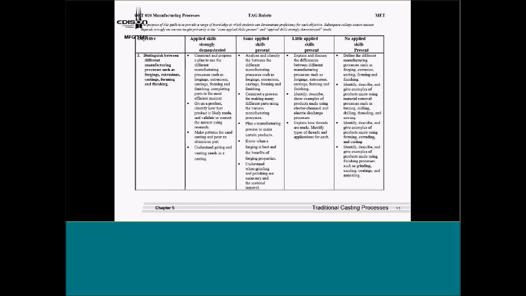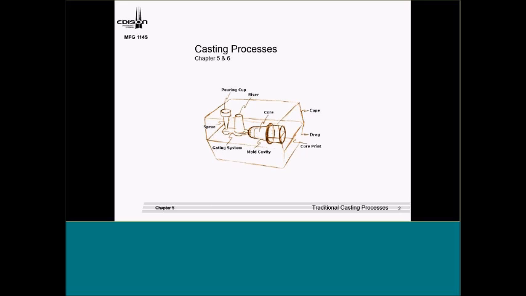Okay, so when we talk about castings, this is our chapters 5 and 6 in the textbook. We start talking about sand castings, and again, this is what we do in our lab. I'm going to be showing you some pictures of some things we do in our lab. I get into the various aspects and the parts of the casting itself. Here we're looking at the cope and the drag. The cope is the top portion of a flask, and the drag is the bottom portion of a flask.